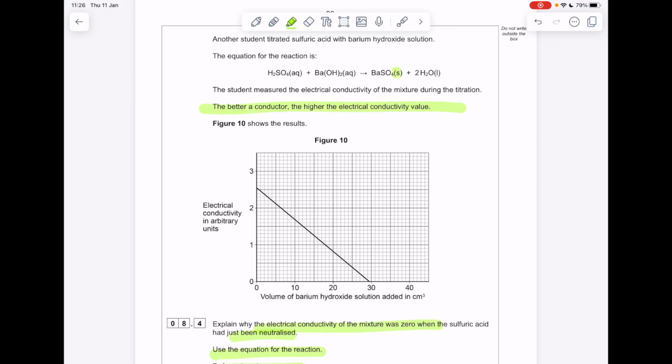Let's have a look at these state symbols. Look, barium sulfate here is a solid, which means that there are no ions free to move. We've also got water present, which remember is a simple molecular or simple covalent structure, which according to their properties cannot conduct.